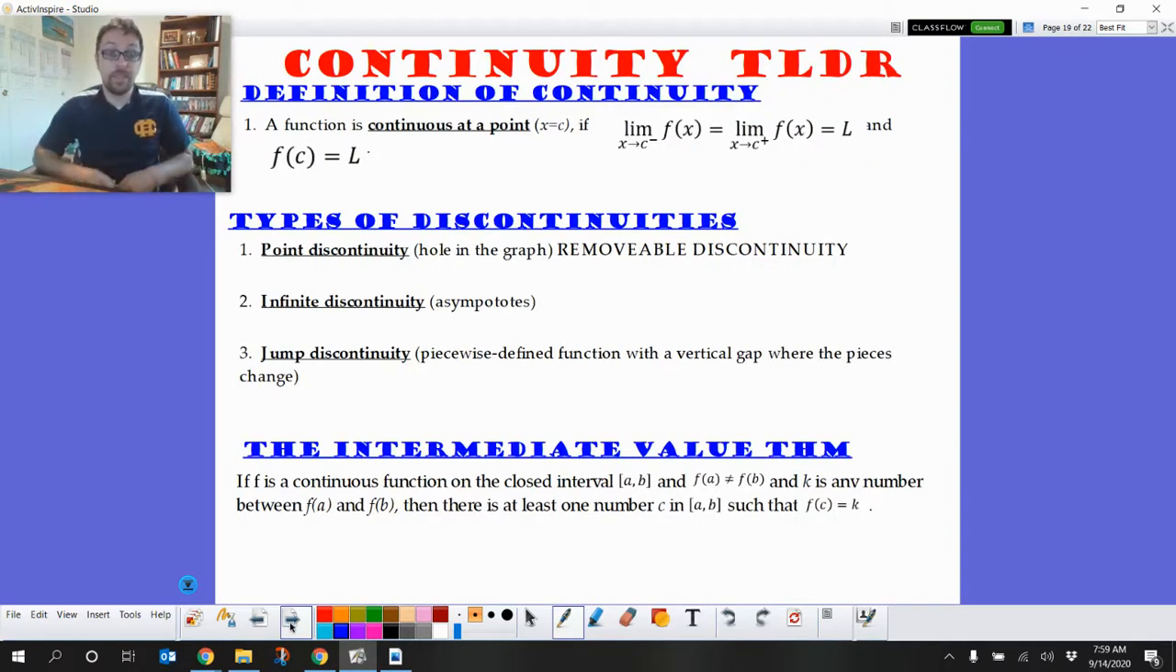And that's it for today. So make sure you check for continuity, which is when the limit matches and the limit is matching what the function is doing. Point discontinuity is also considered removable discontinuity, so make sure you got those two terms as the same. And the intermediate value theorem is the other cool thing that we talked about today.